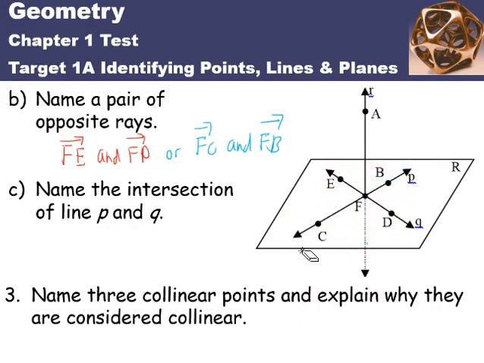So we need the intersection of line P and Q. So I'm going to trace line P. Here's line P, tracing it. And I'm going to trace in another color line Q. Okay, I guess that's not another color, it's the same color. We get another color for real this time.